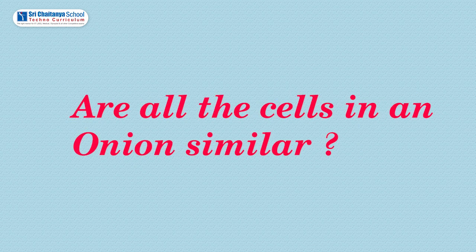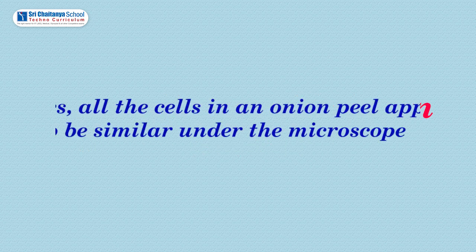Are all the cells in an onion peel similar? Yes, please give the answer for this question. Yes, all the cells in an onion peel appear to be similar under the microscope.